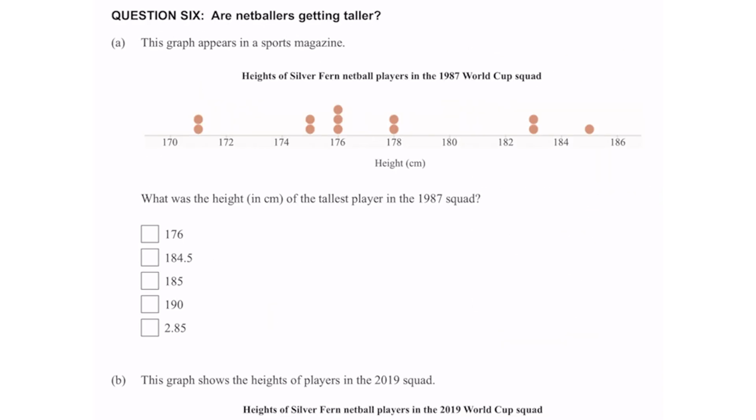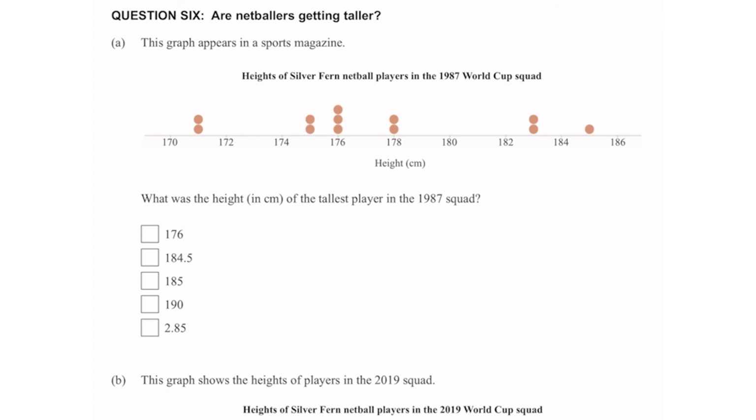All right, question 6, we're looking at netballers. So we've got a graph here that appears in a sports magazine. We're looking at the height of Silver Fern netball players in the 1987 World Cup squad. The question is, what is the height of the tallest player in the 1987 squad?